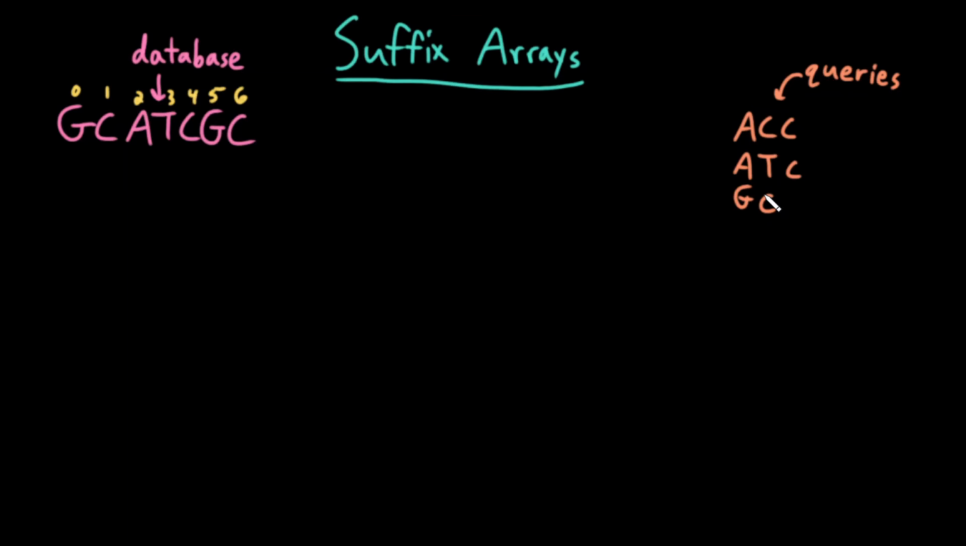Therefore, I could transform my pattern matching problem into: out of all of the suffixes of my database string, which suffixes start with my query? If I can solve that question, I can solve my original problem. Each of those suffixes is defined by a starting position. That starting position is precisely the position at which my query appears. So what do we do? A suffix array is basically a sorting of my database's suffixes in increasing alphabetical order.